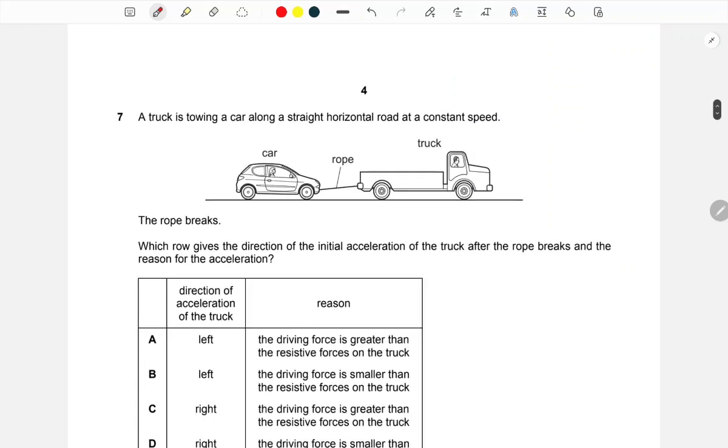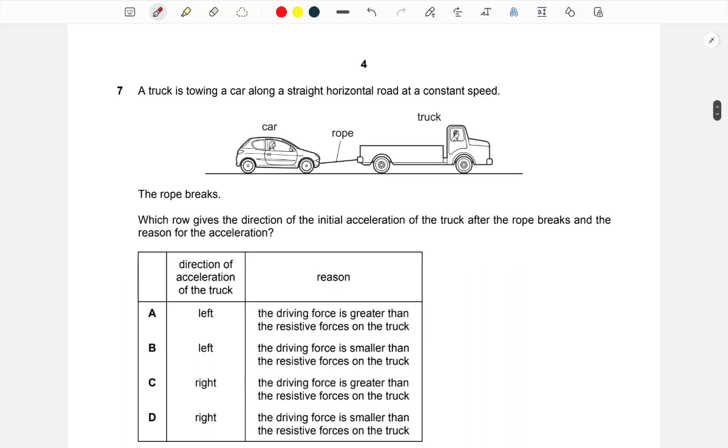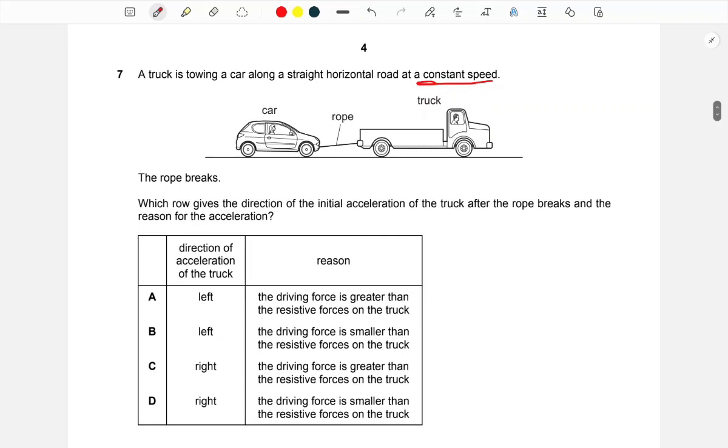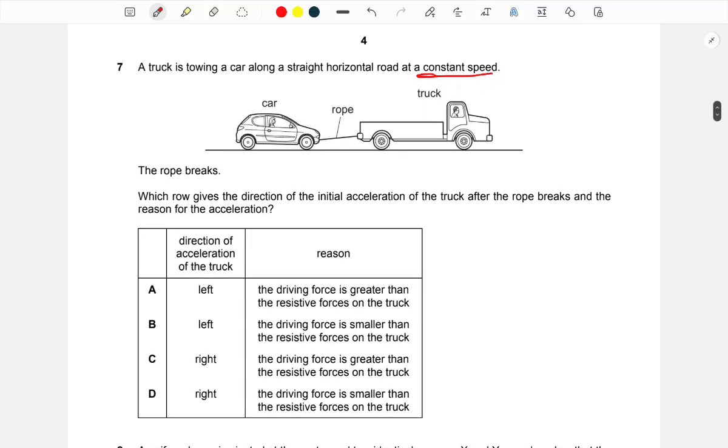Number 7. A truck is towing a car along a straight horizontal road at a constant speed. So let's mark this constant speed. The rope breaks. Which row gives the direction of the initial acceleration of the truck after the rope breaks and the reason for the acceleration?